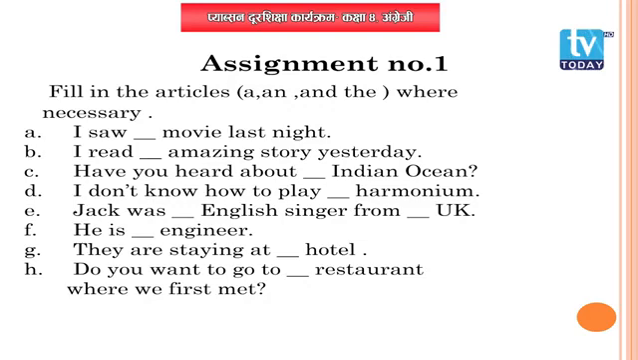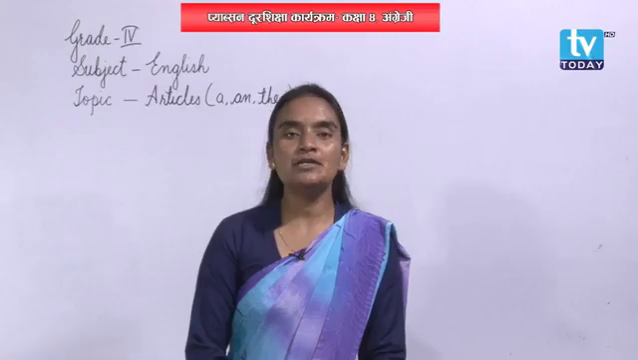The next one is there in number G. They are staying at hotel. What could be the article used there? Yes, obviously, ho sound is there, consonant sound, and we can use a hotel. The next one, it's last but not the least. Do you want to go to the restaurant where we first met? The restaurant where we first met.